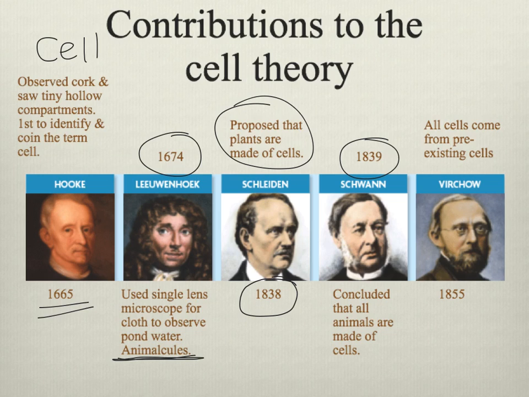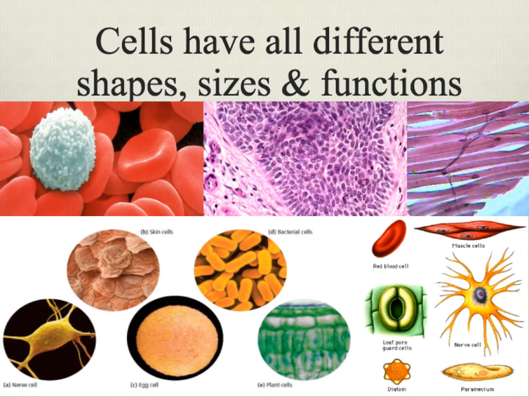And then our last individual was Virchow. Sorry. In 1855, he said all cells come from pre-existing cells. So that was that last part of the cell theory. So main things, the cell theory states that all living things are made up of cells, plants, animals, and all cells come from pre-existing cells, and cells are the basic unit of life.